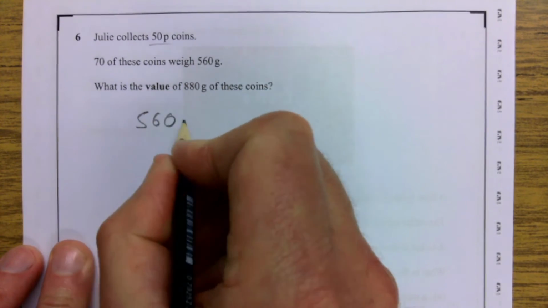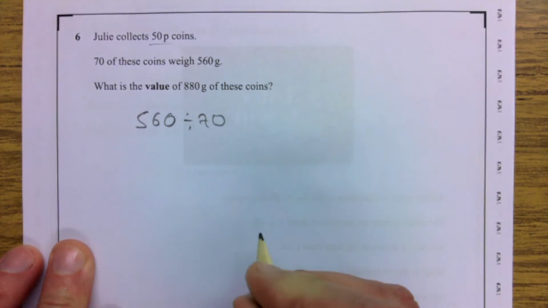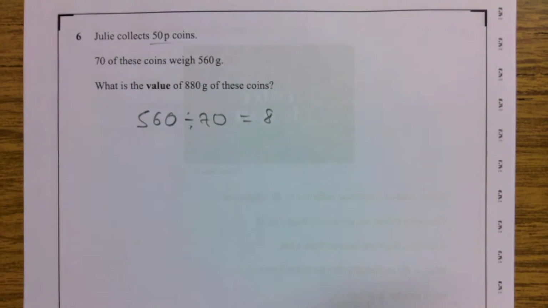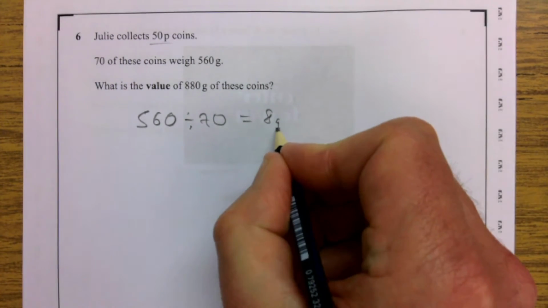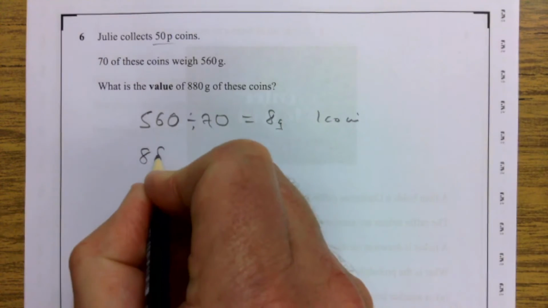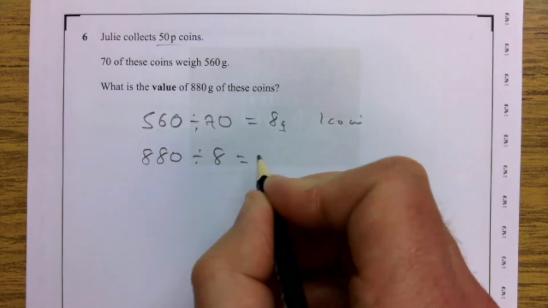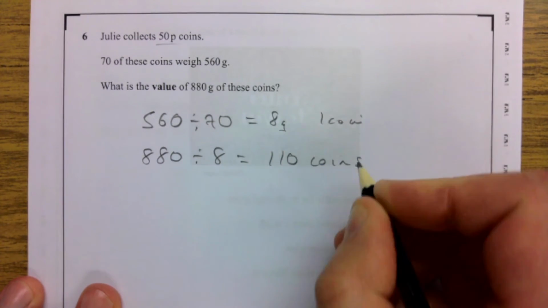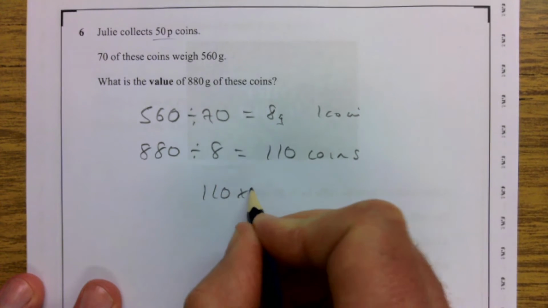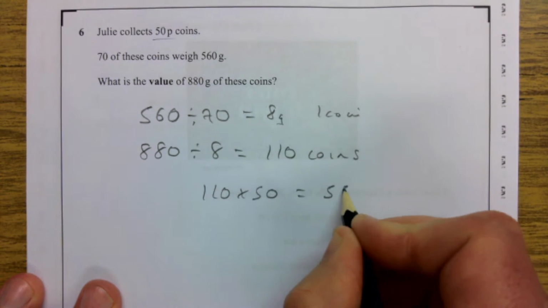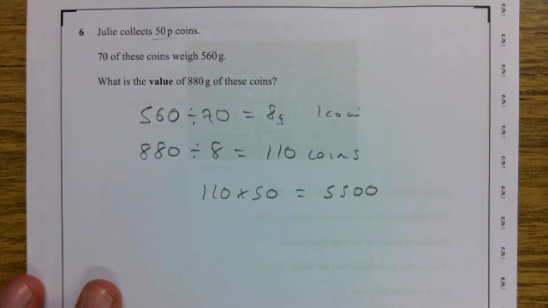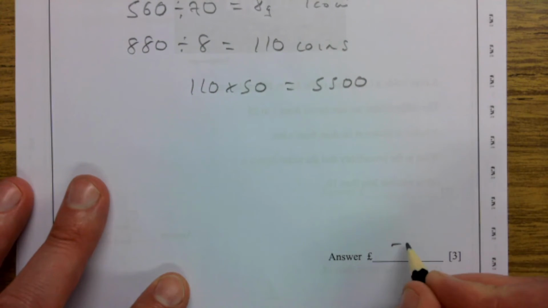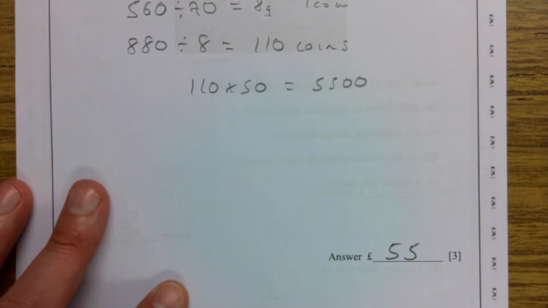So if we do 560 divided by 70, that gives us 8. So 8 grams is 1 coin. So if we do 880 divided by 8, it's going to tell me how many coins I have. And I believe that's going to be 110 coins. And if each one is 50p, 110 times 50 is 5500. Now remember, of course, that is in pence, so we want it in pounds, so our answer is going to be 55 pounds.